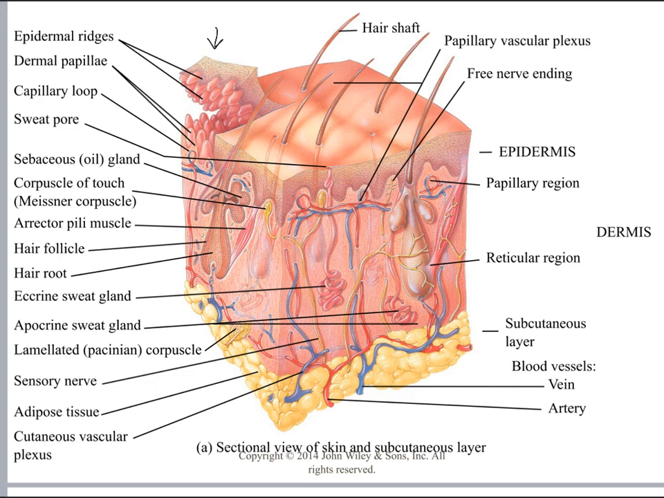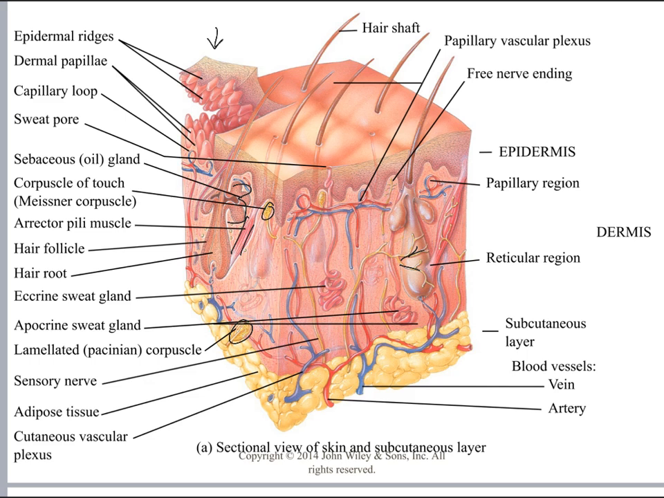And again, structures we've seen before, the erector pili, sebaceous gland. Here's a corpuscle of touch. We have a deep lamellated corpuscle, and lamellated means covered in fat. We have a hair root plexus here.